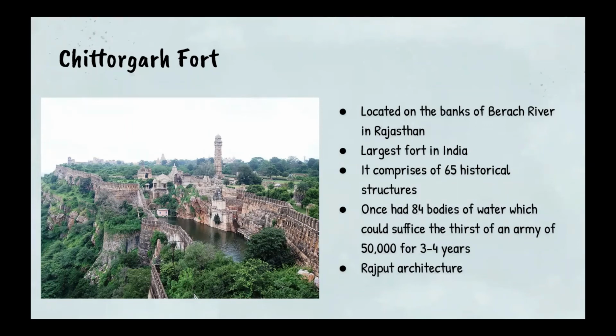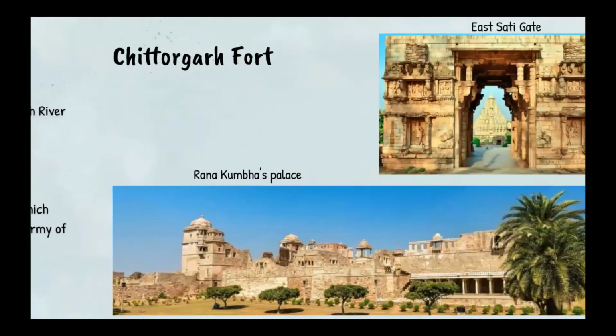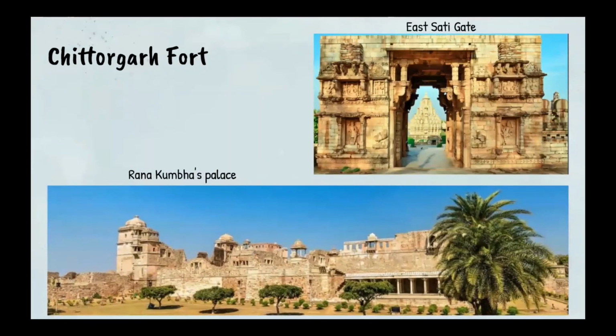The fort once had 84 water bodies, which could hold 1 billion gallons of water that could suffice the thirst of an army of 50,000 for 3-4 years. There are 7 massive gates with pointed arches so that the elephants of the enemy could not push through the gates. Also, there were parapets for the archers to shoot arrows.